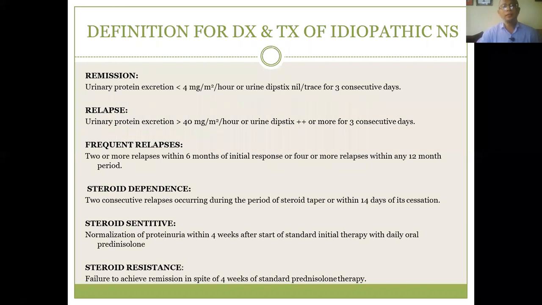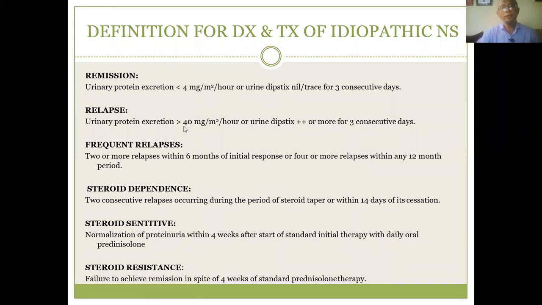Now, these are the terms that you should remember when you are treating a case of nephrotic syndrome. That is remission. When will you label it as a case of remission? When urinary protein excretion is less than 4 milligram per square meter per hour, or urinary dipstick test is nil for protein or trace for 3 consecutive days, then you can label it as a case of remission.